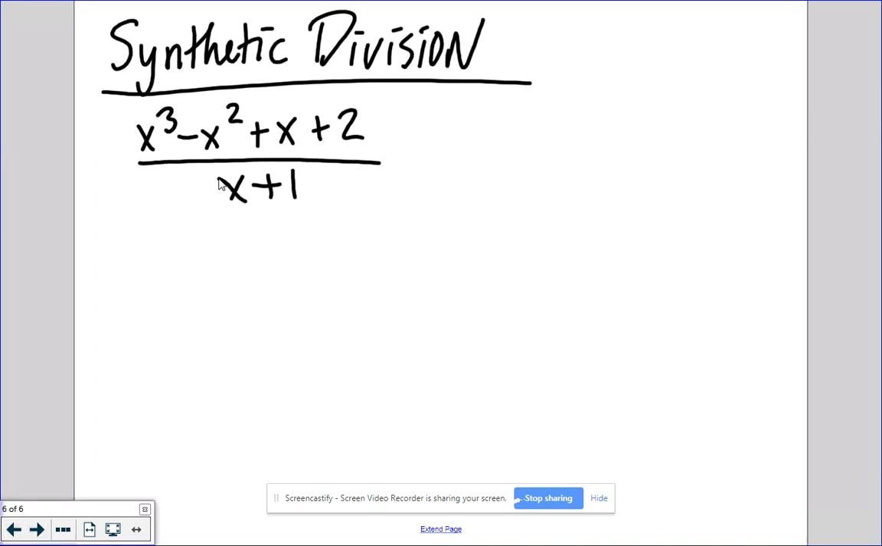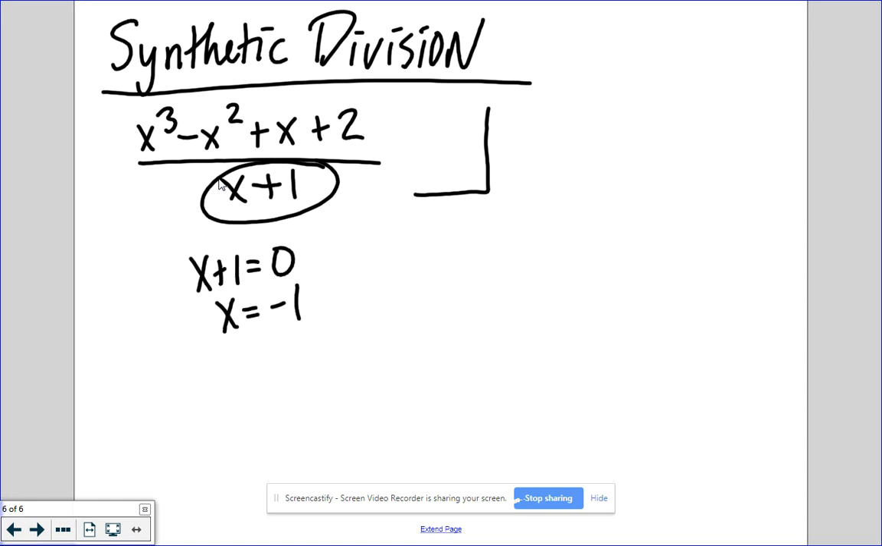All right. So, to do synthetic, the only things you use are coefficients. First thing we have to do is figure out, with synthetic, there's always a box. You have to figure out what is the root that goes in the box. So, you set the denominator equal to 0 and solve for x. So in this case, the number that goes in the box is -1.